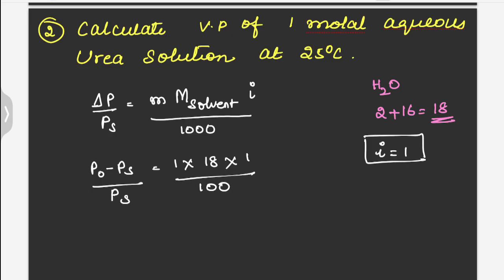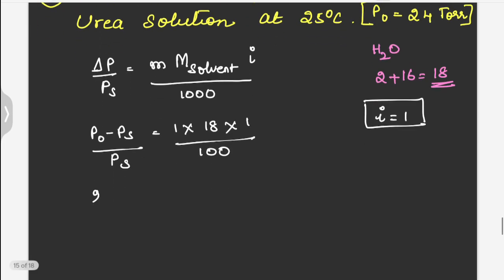Also in the question, the vapor pressure of 1 molar aqueous urea solution at 25 degrees Celsius is given, and the P naught value should be given in the question. So take down the P naught value. P naught is equal to 24 torr. This is given in the question, so let us substitute this. P naught is 24 minus PS, which we need to calculate, divided by PS is equal to 18 divided by 1000.